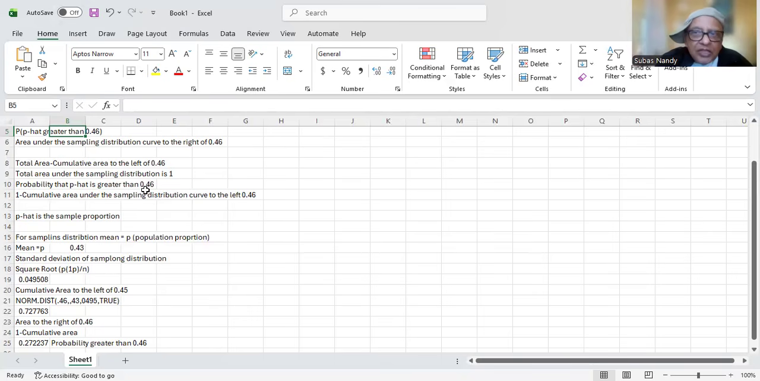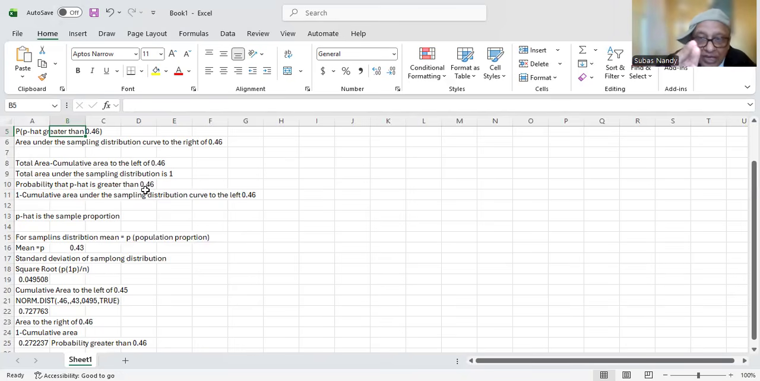Now we will find the cumulative area, that is area to the left of 0.46, by using Excel, by using that particular function that is given, norm.dist, and the order inside the parenthesis is the x value, cumulative area up to 0.46, x is 0.46, then the mean 0.43, then the standard deviation 0.0495, which we calculated earlier, then true means yes, I want the cumulative area, and that is 0.73.